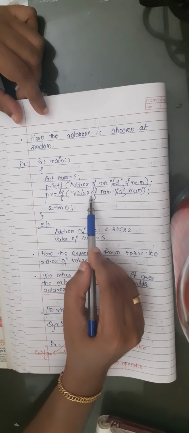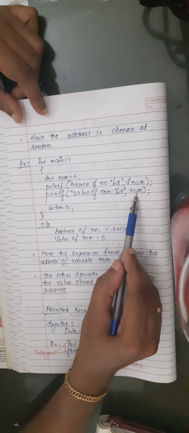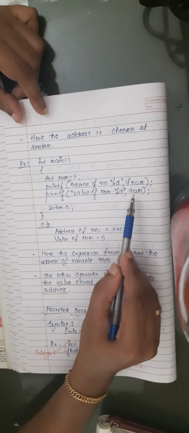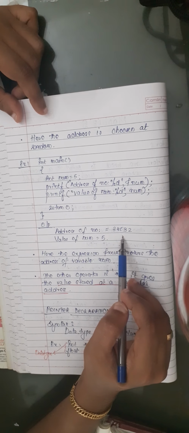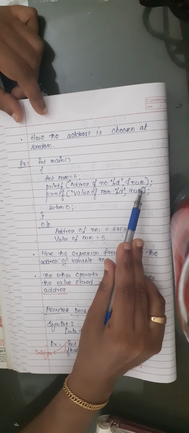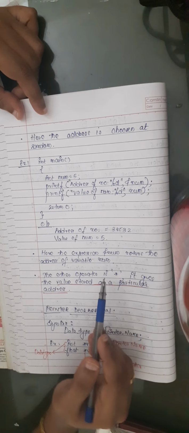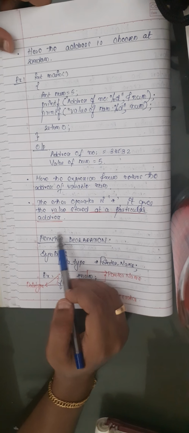Okay, now the value of num, എങ്ങനെ value print ചെയ്യുക? Just use num itself. Okay, num use ചെയ്യുമ്പോൾ നമുക്ക് ആ വാല്യൂ ആണ് പ്രിന്റ് ചെയ്യുക. ആംപർസാൻഡ് num use ചെയ്യുമ്പോൾ we'll get the address of num, where the number is being stored. Okay, so next, the value stored at a particular address.